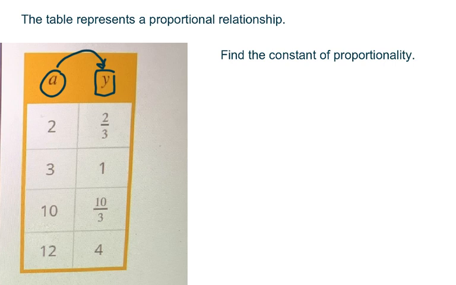So the first thing that I noticed was that when I looked at the pairs in here, I was actually thinking about dividing. So I was thinking, well, to go from 2 to 2/3, I divided by 3. So I thought I'll check that in the other ones. To go from 3 to 1, I do 3 divided by 3 is 1. From 10 to 10 over 3, 10 divided by 3, and 12 divided by 3 gives me 4. So I have confidence in my pattern.